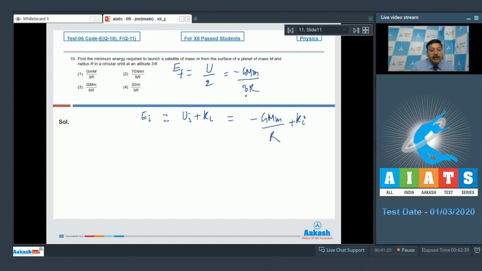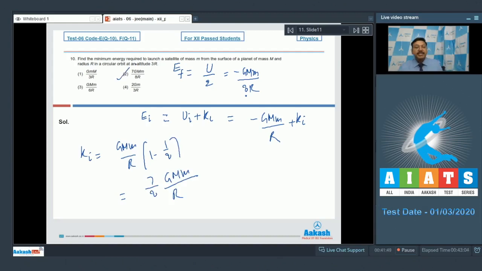So we have to equate EI to EF, and that gives us the value of KI as equal to G capital M small m divided by R into 1 minus 1 by 8, which simplifies to 7 by 8 G capital M small m divided by R. And if we look at the options, we can see that it is matching with option 2. Option 2 is correct. Let's now go to the next question.